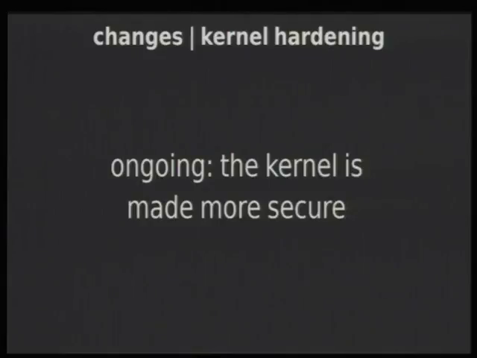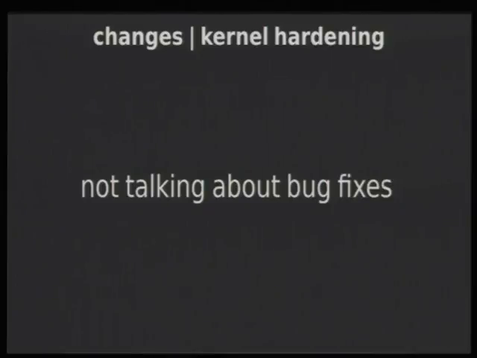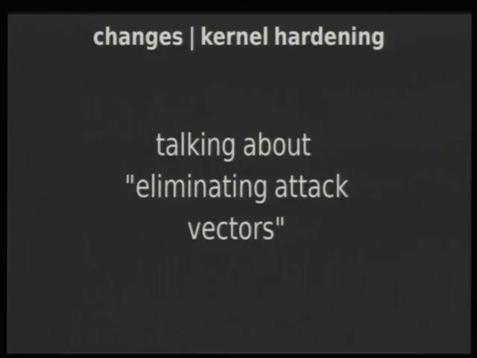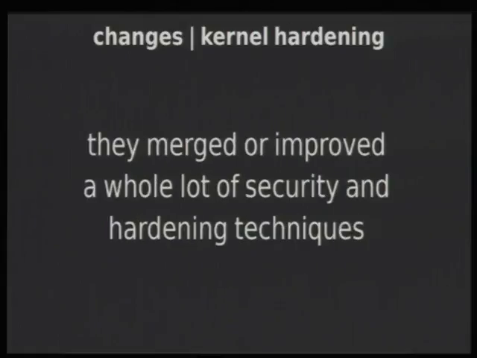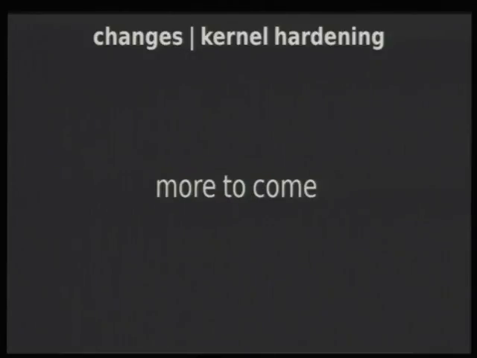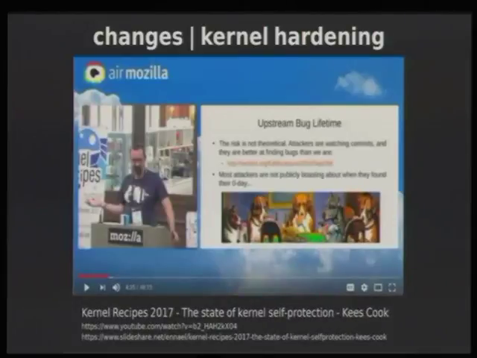What else? There's something ongoing for years now: the kernel is being made more secure. Laura talked about that an hour ago here already, which is why I'm going faster through this. It's not about bug fixes in particular. It's more about eliminating attack vectors, things the bad guys use to take over your machine. The Kernel Self-Protection Project is doing a lot of work there. They merge quite a lot of techniques to harden the kernel against these things, and there's more to come. If you're interested in details, there's a talk available on YouTube from Kernel Recipes, the state of kernel self-protection by Kees Cook.